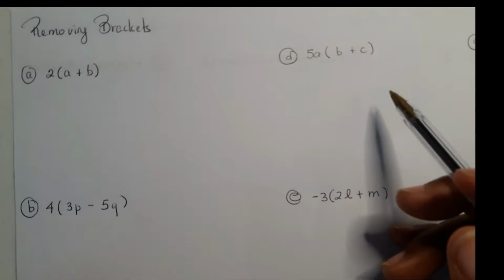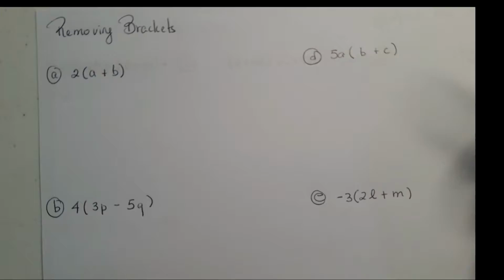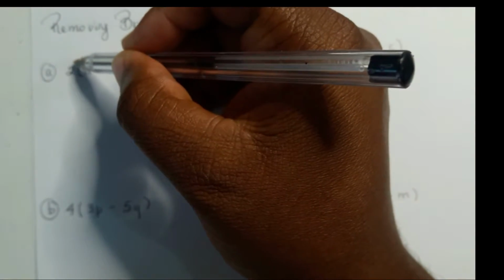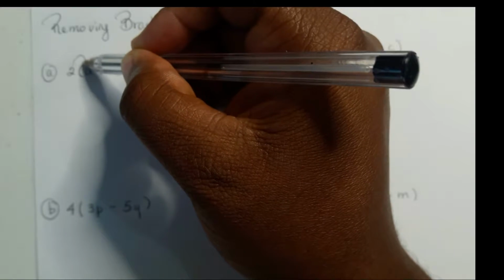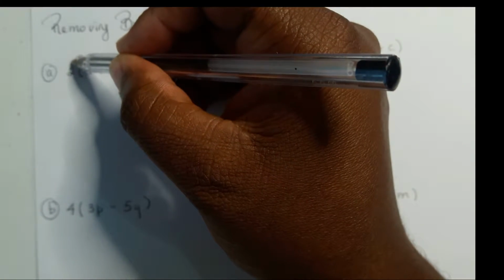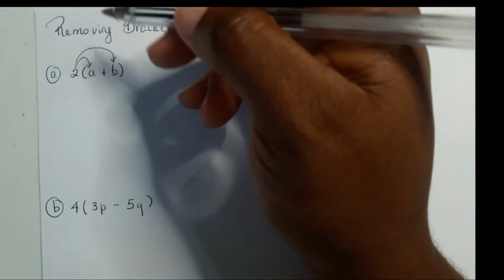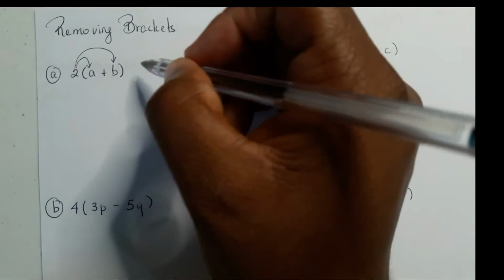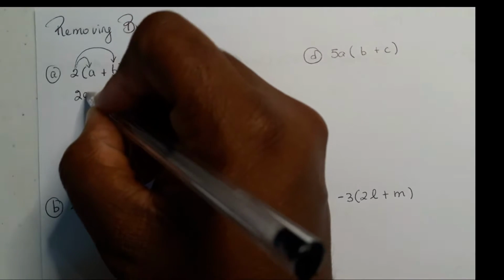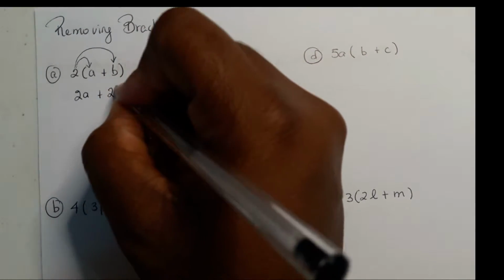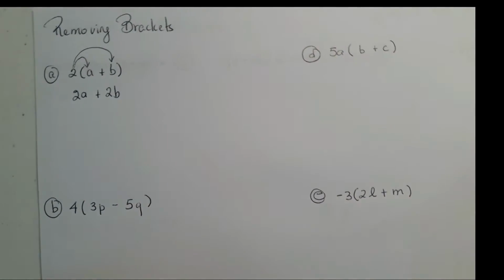Now removing brackets, all you have to do is multiply through the brackets. Whatever is on the left hand side, you would just say that times that, and then you would say this times this. It's just going in order. So 2 times a will give you 2a, and 2 times positive b will give you 2b, and that's your answer.